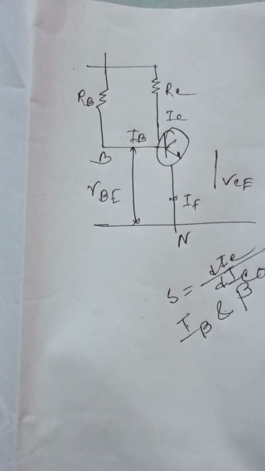Thus, a stability factor of 50 means that IC changes 50 times as much as ICO. The factor should be as small as possible. The ideal value of S is 1, but it's never possible to achieve in practice. Experience shows that values of S exceeding 25 result in unsatisfactory performance.